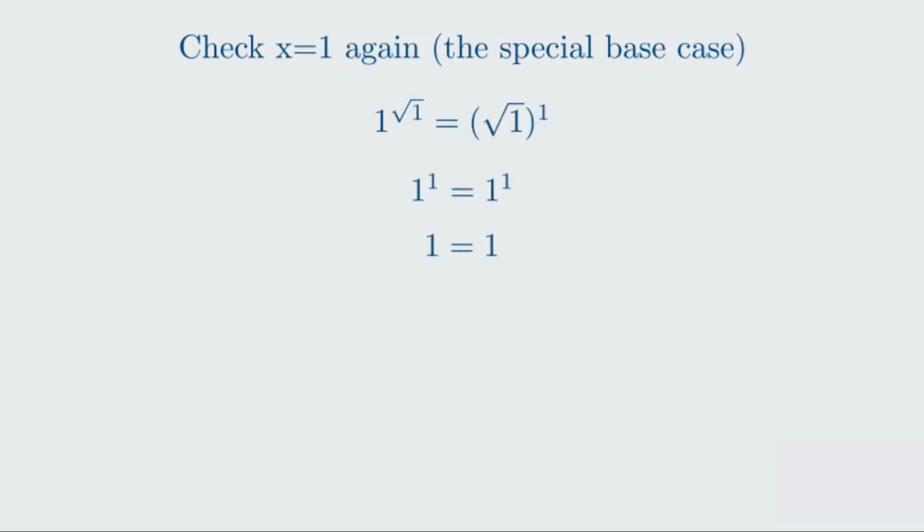This confirms our earlier finding. This step of checking special base cases is crucial to ensure we don't miss any solutions that fall outside the general rule. So far, x equals 1 is our only solution.